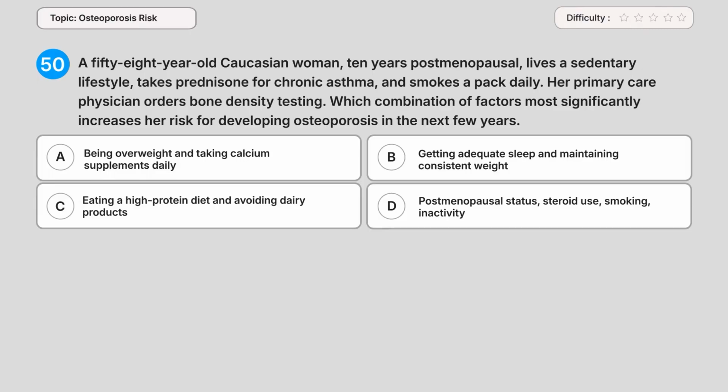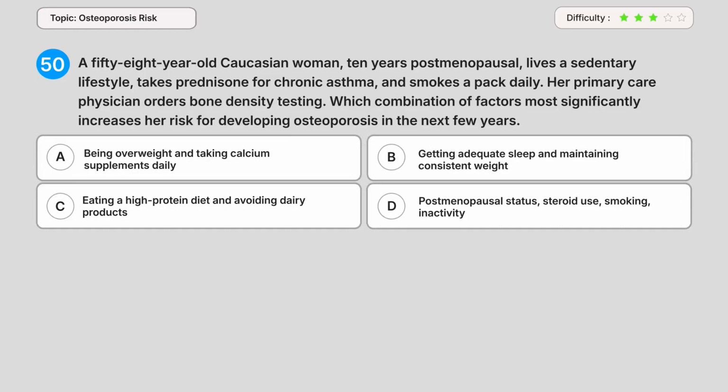Question 50. A 58-year-old Caucasian woman, 10 years postmenopausal, lives a sedentary lifestyle, takes prednisone for chronic asthma, and smokes a pack daily. Her primary care physician orders bone density testing. Which combination of factors most significantly increases her risk for developing osteoporosis in the next few years?